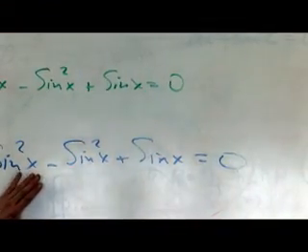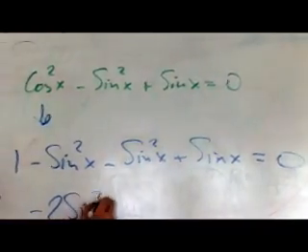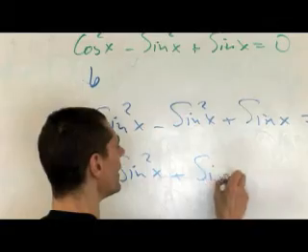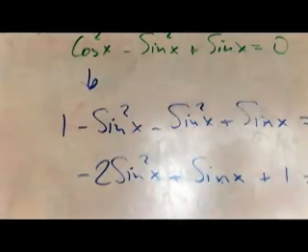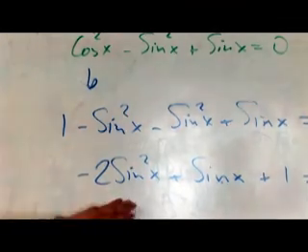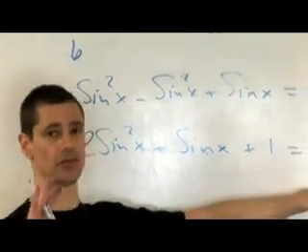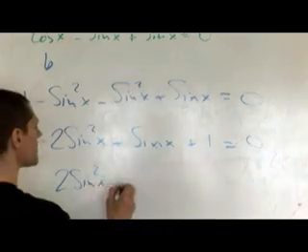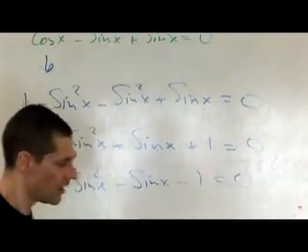That means I'm going to flip some stuff around. So this is minus 2 sine squared x plus sine x plus 1 is equal to 0. I just hate having negative numbers in front of the squared thing, so I'm just going to multiply everything by negative 1. Multiplying 0 by negative 1 changes nothing. This is 2 sine squared x minus sine x minus 1 equals 0.